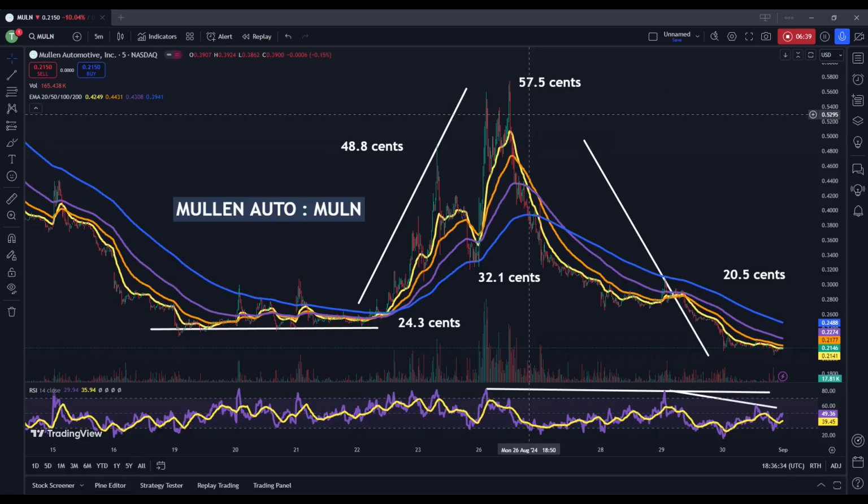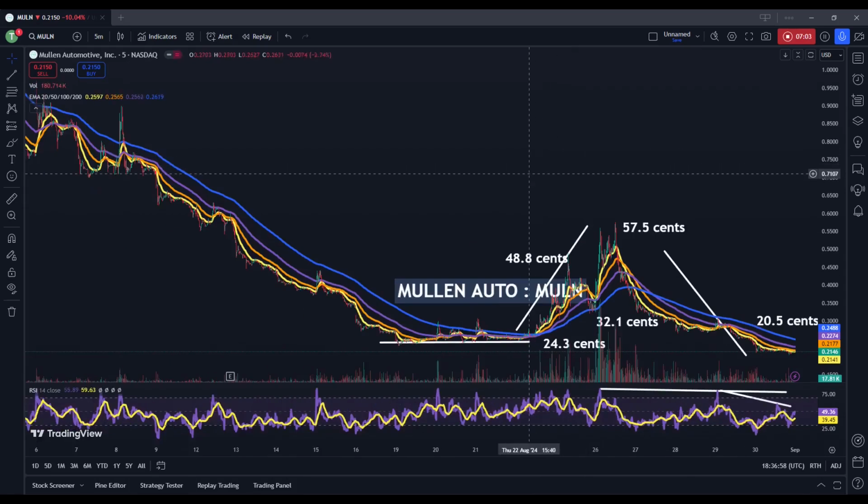MULLEN Automotive, and even if people are looking for exposure to this type of space, car parts and things like that, there are other names in the market that can be watched, and I've covered some of those in the members only section of the channel. There are names. It's not even a bad industry necessarily. There are many names that can be purchased here, but clearly this is not going in the right direction.